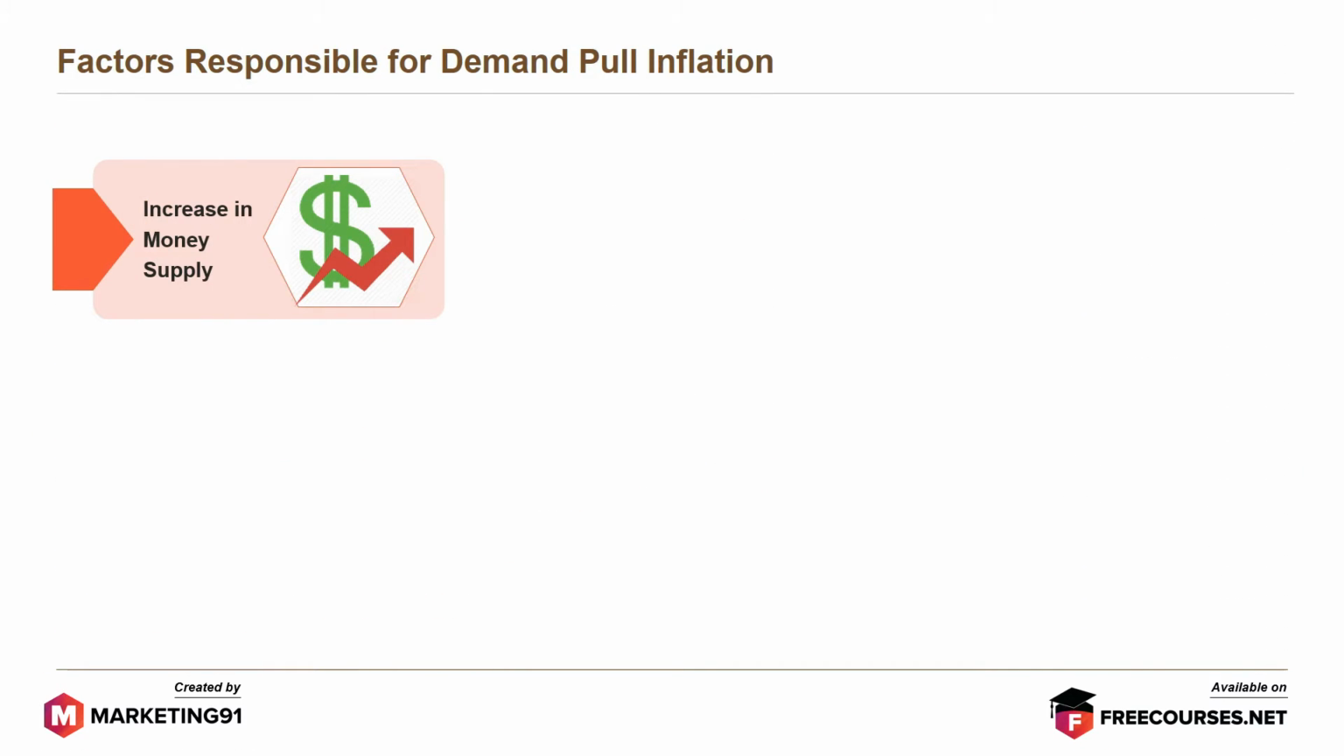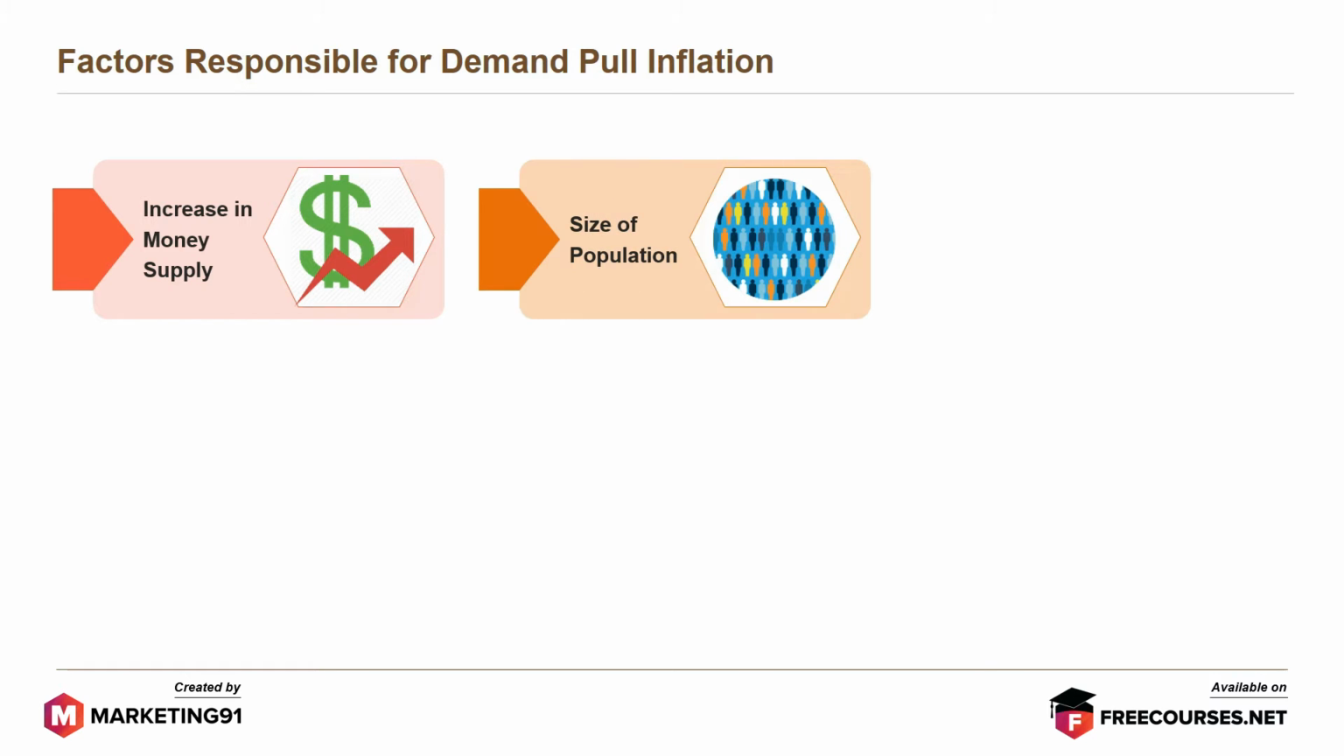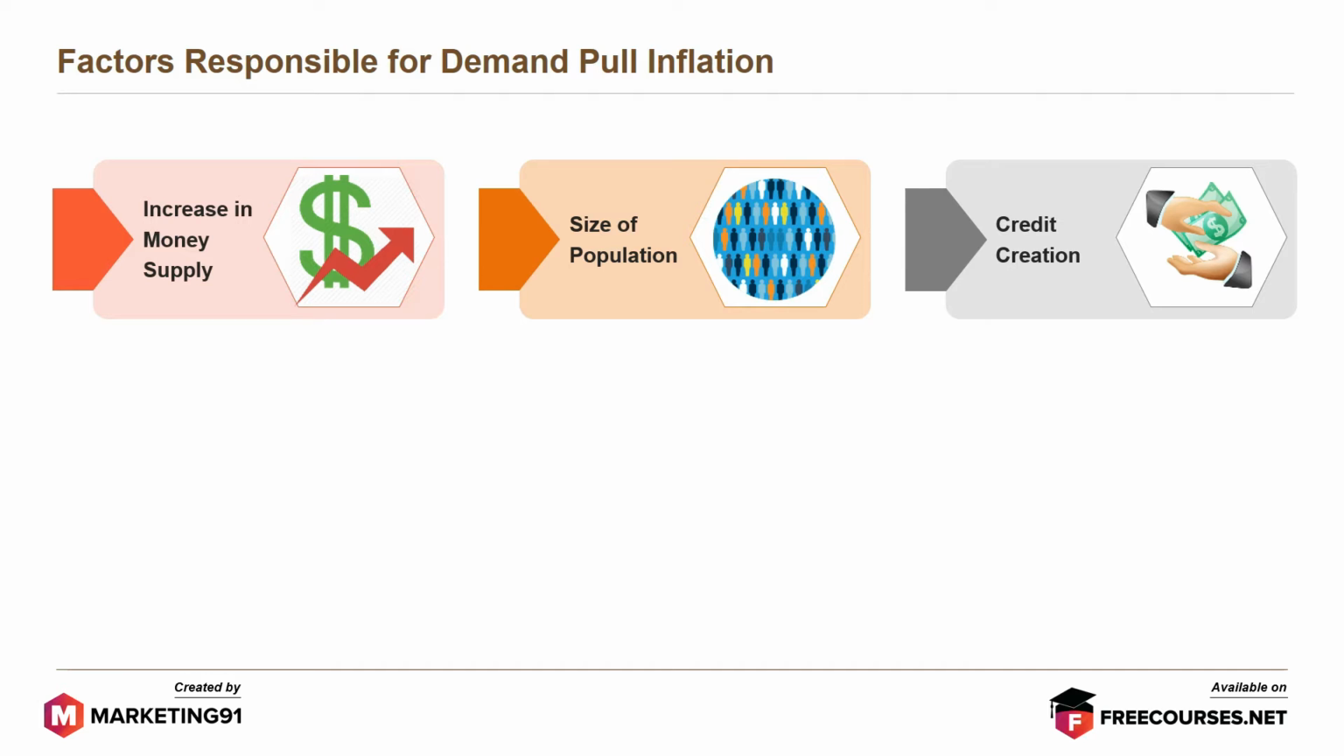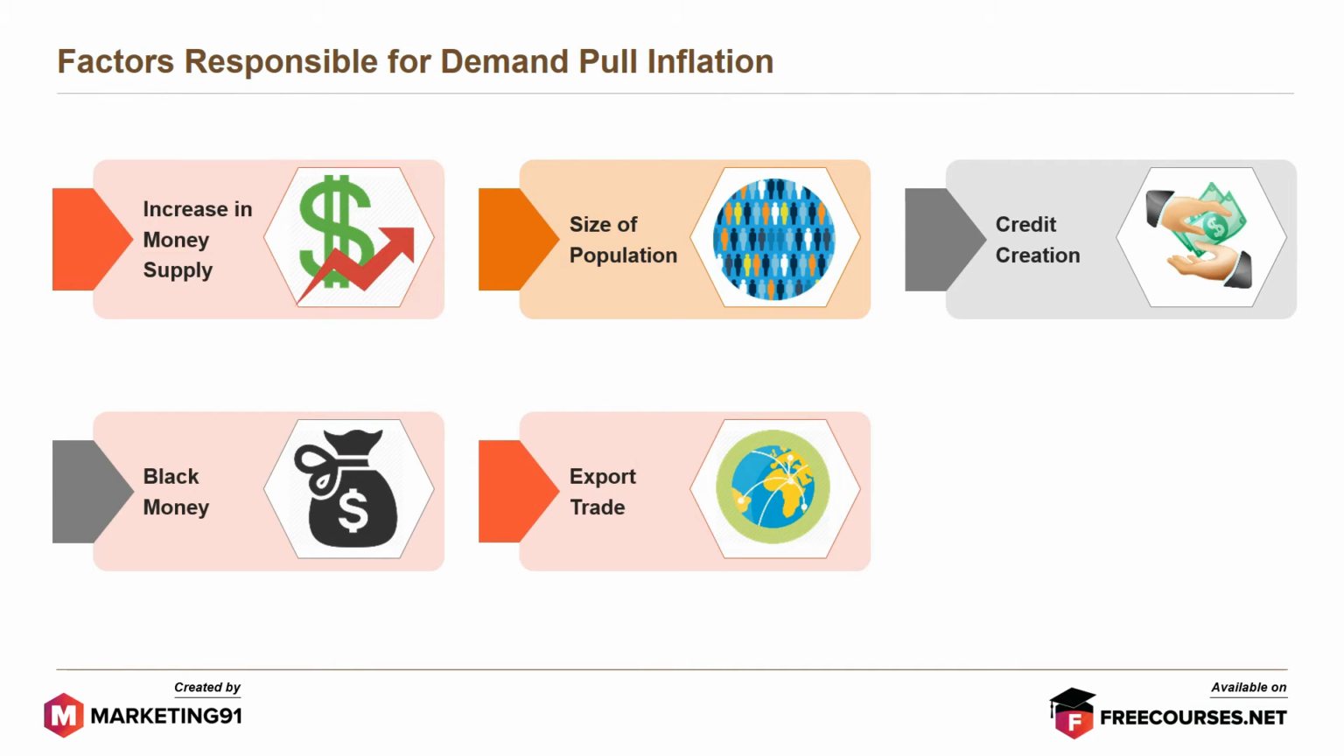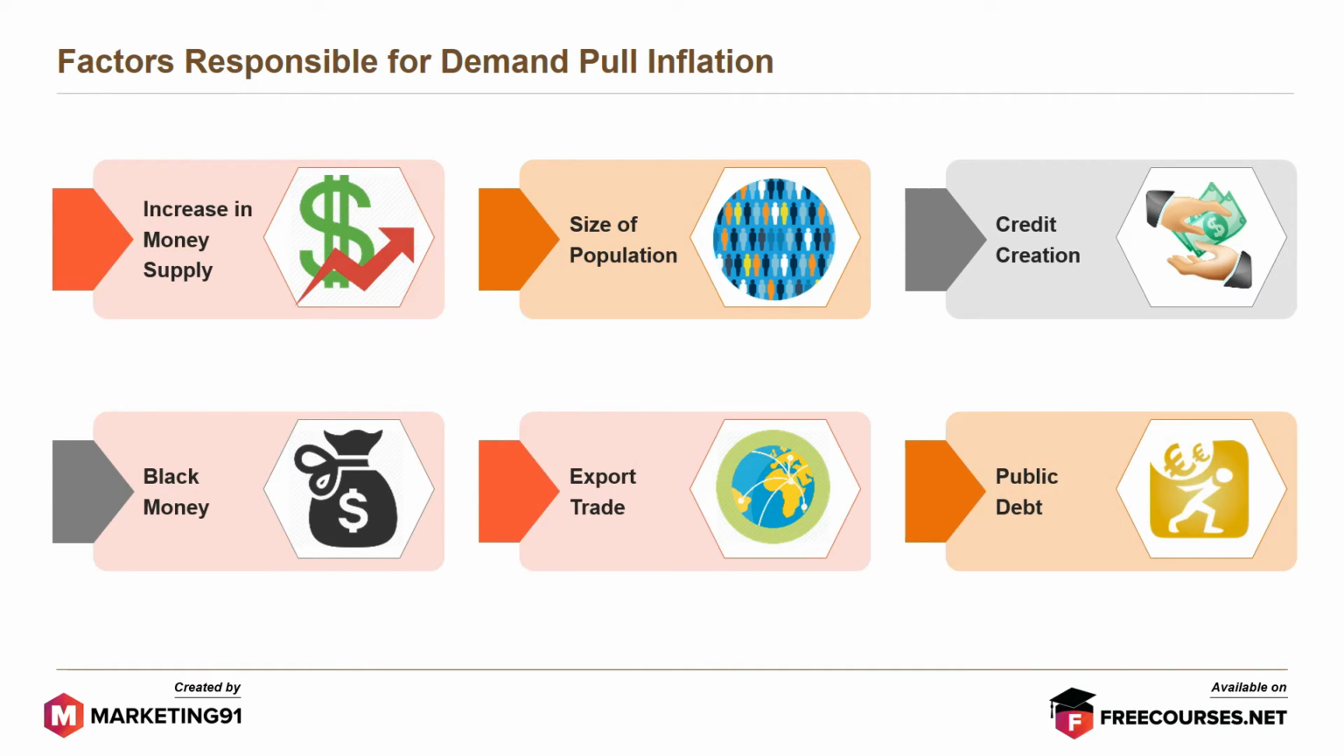Factors responsible for demand pull inflation include increase in money supply, size of population, credit creation, black money, export trade, and public debt.